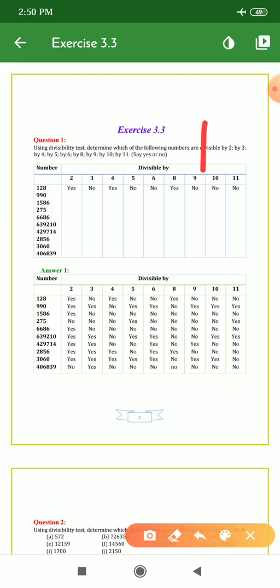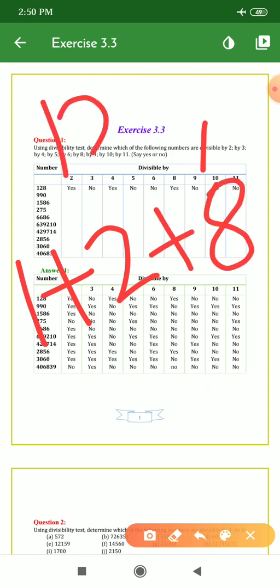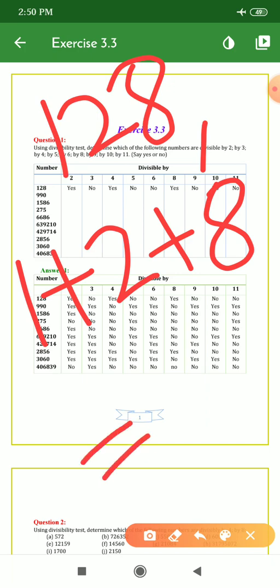Now what is the divisibility rule for 9? That if the sum of the digits, it means 1 plus 2 plus 8, this is the number 128, if it is divisible by 9, then the number will be divisible by 9 also. See, this is the same for 9 as well as 3. If it is yes for 3, then it will also be yes for 9. If it is no for 3, then it will also be no for 9.